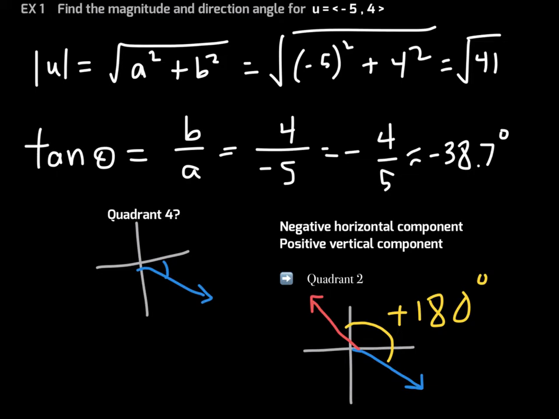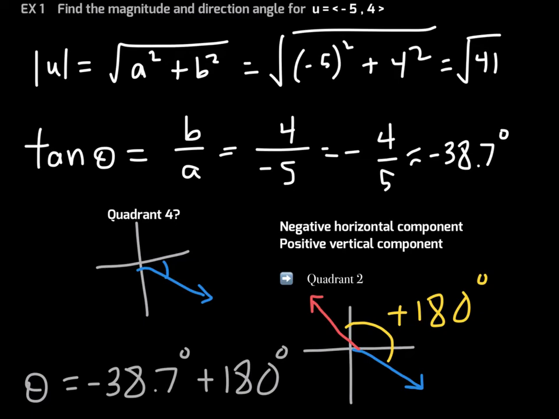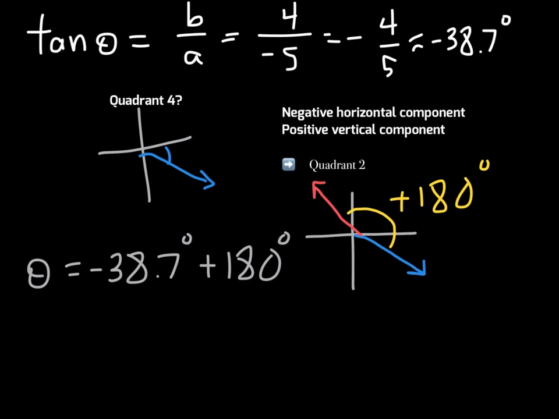to negative 38.7 degrees, like this, I am getting that theta is about 141. I'll round to the nearest tenth, 141.3 degrees, which makes sense because that's in quadrant 2. That agrees with my components.